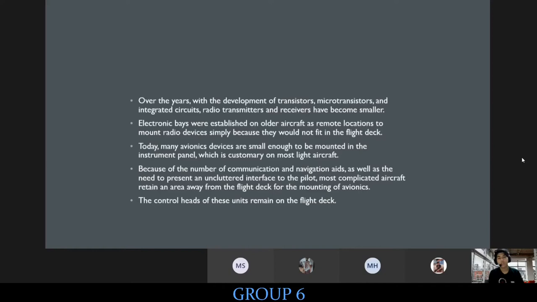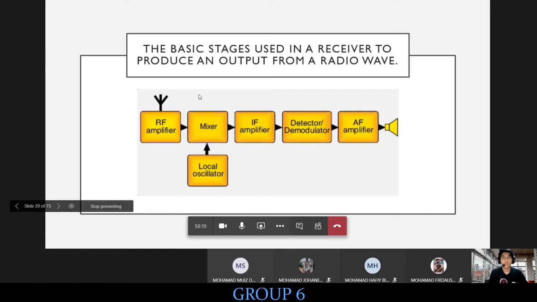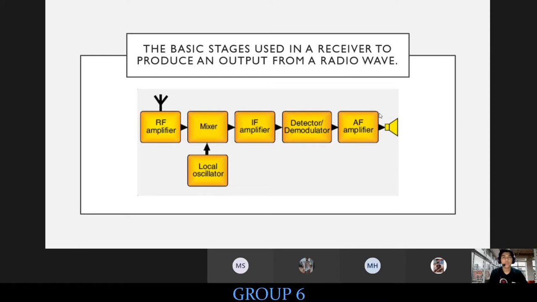So, these are the basic stages in the receiver to produce an output from a radio wave. It comes from the antenna, goes to the radio frequency amplifier and then to the mixer. The local oscillator and mixer will separate the signal and frequency, and then it goes to the intermediate frequency amplifier, then to the detector, the demodulator, and then to the audio frequency amplifier, and this will produce an output from a radio wave.